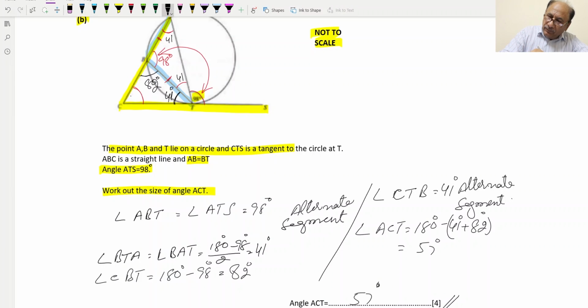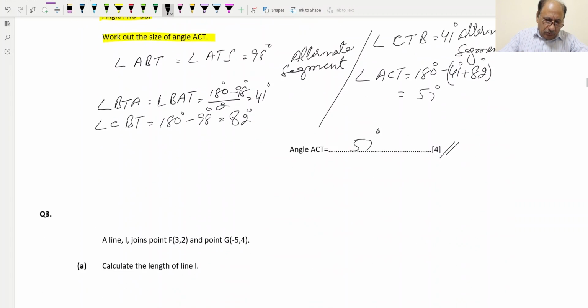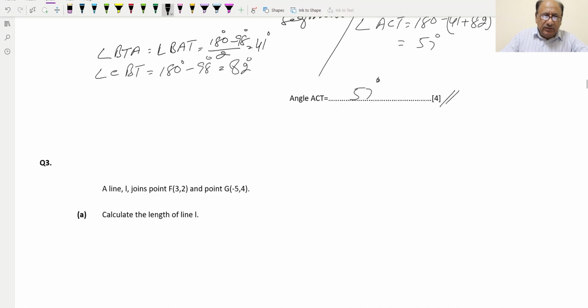This is 57. This is done. Now we can move to question number 3, and question number 3 says a line L joins point F, which is (3, 2), and the point G, which is (-5, 4). They are saying calculate the length of the line L, A part. We need to find the length. We will be applying the length formula.